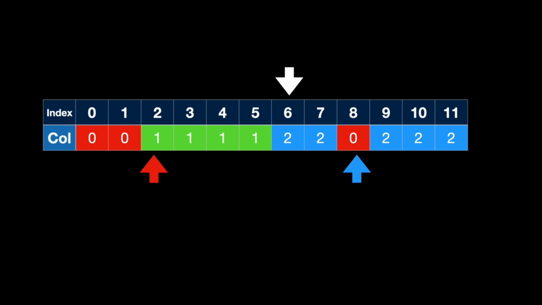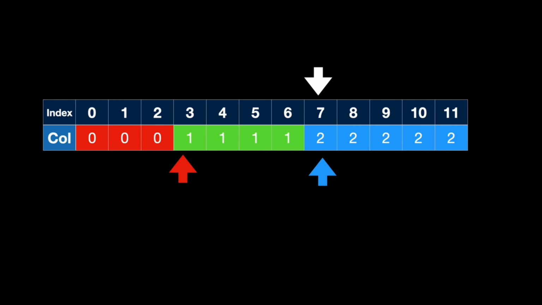Now we're looking at a 2, and we know that a 2 we need to swap with the blue arrow. So we swap them and move the blue index in. Now we're looking at a 0 on the 6th index. For the 0, we swap it with the red arrow, and we move the red arrow up a level. Now the white arrow and the blue arrow are together, so that means we can terminate our loop. We have successfully sorted our array.